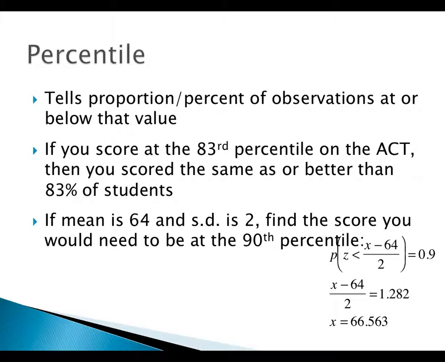If I tell you that this upper part is 5%, inverse norm does not do upper, it only does lower. So you would do inverse norm of 95%, and it will give you this z-score. Now, do we remember doing that?